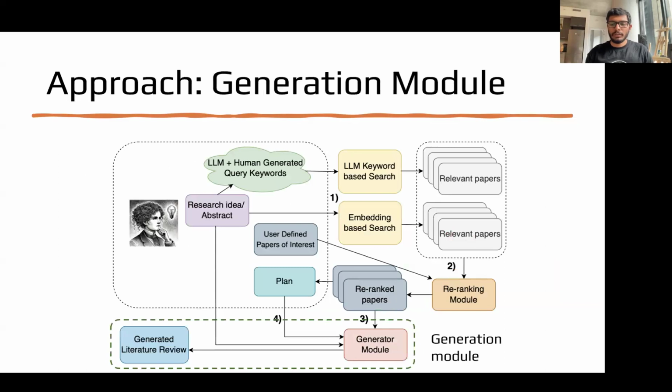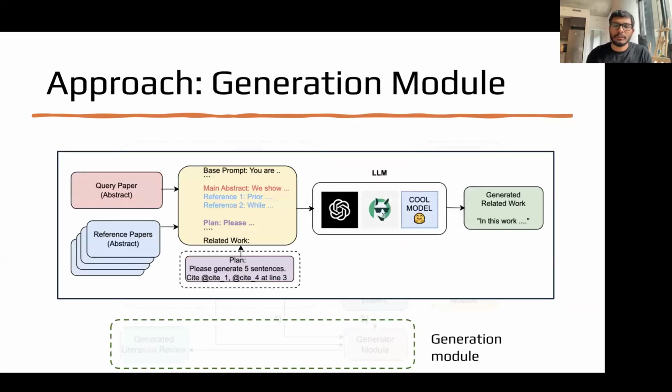And then moving on to the generation module. This is pretty straightforward. There's not a lot of fancy things going on. You have your query paper abstract, you have your reference papers' abstracts, then you pass them to your favorite LLM along with a plan, and then you generate related work based on this input.